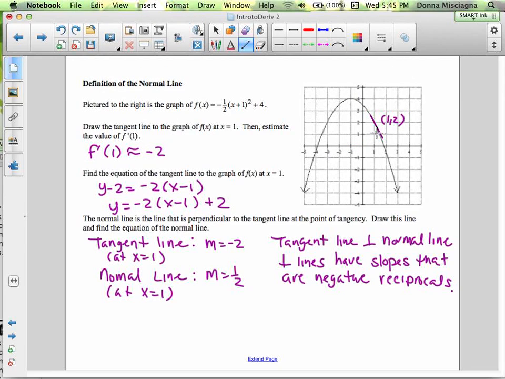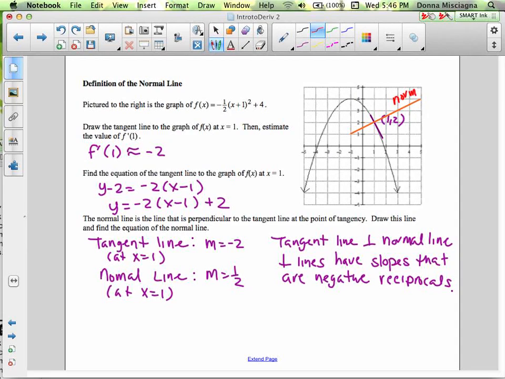Let's start here. There we go. Always helps to get your line in the right spot. There we go. And that looks pretty perpendicular. And it should, because one has a slope of negative 2 and the other one has a slope of 1/2. Right? So there's our normal line. Let's label them. So this is the normal line.